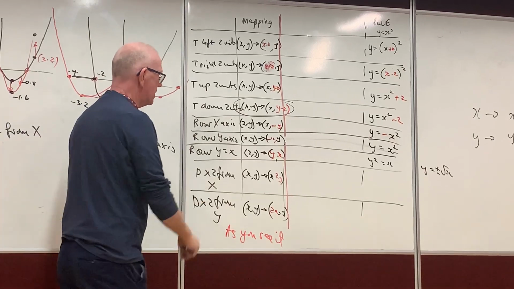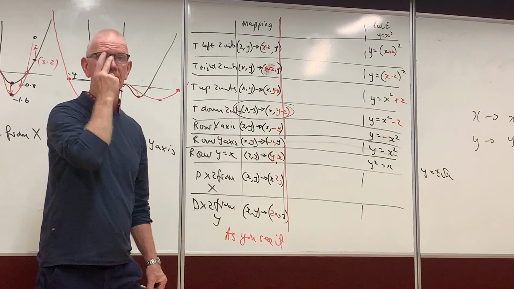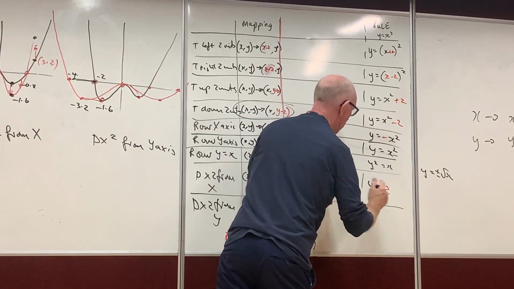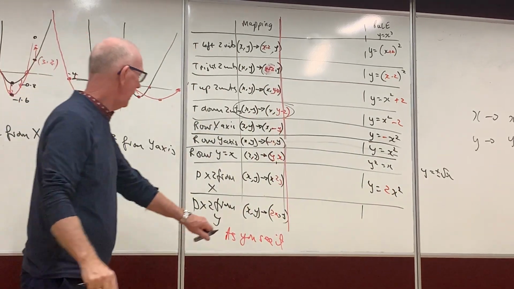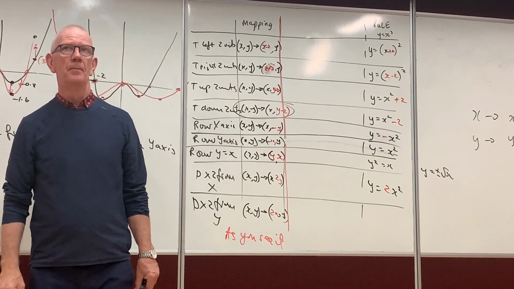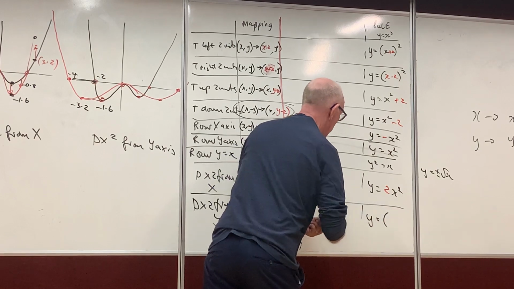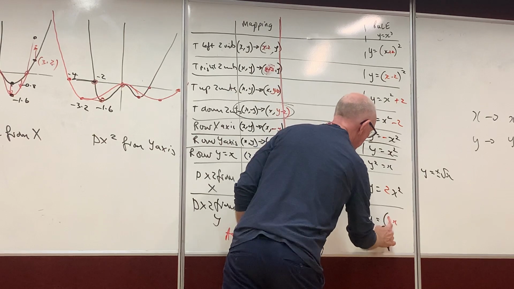Dilate 2 from the x-axis? We write dilate 2 from the x-axis. What's the new rule going to be? Y equals 2x squared. And what does the last one become? 2y. Huh? That's by 2, isn't it?